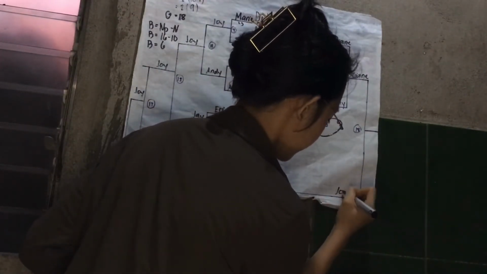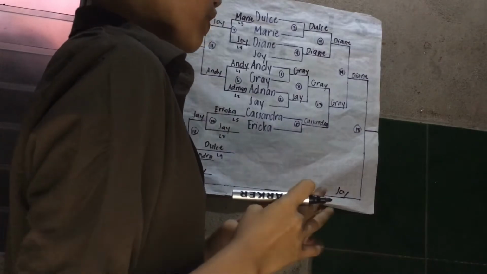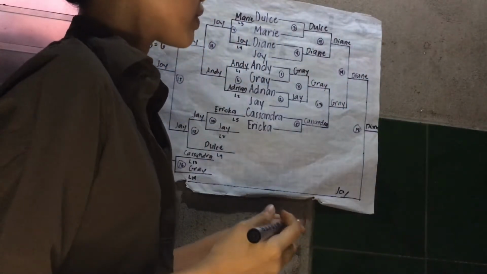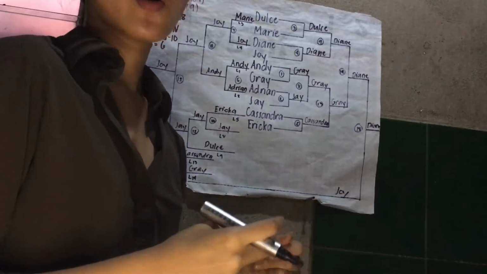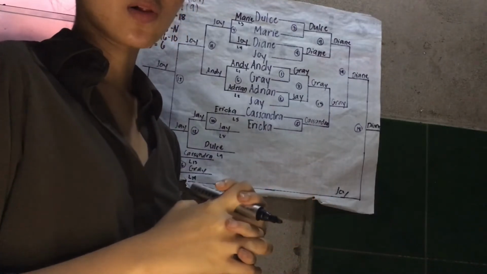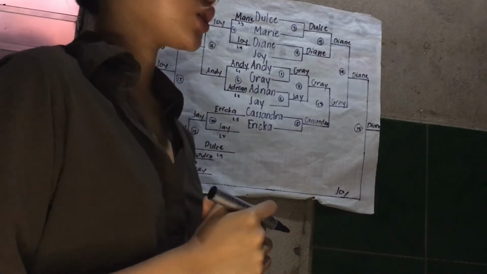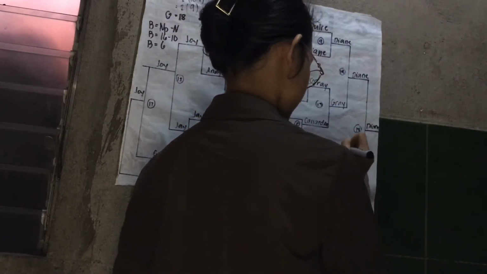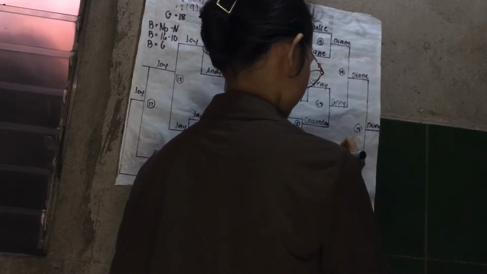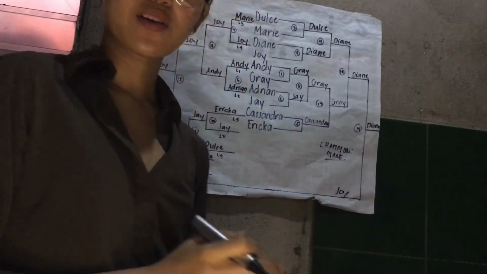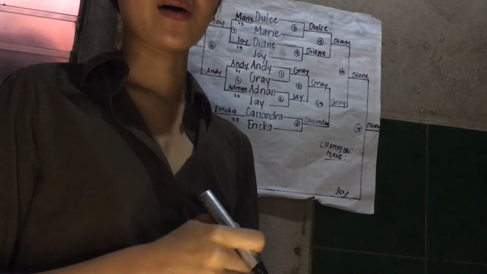So Joy versus Diane for the 18th game. Let's say that Diane wins this game. And now, Diane wins the 2 matches against Joy, and she wins it all. So we can declare that she's now the champion. So our champion is Diane. That's it. Congratulations, Diane. A round of applause, please.